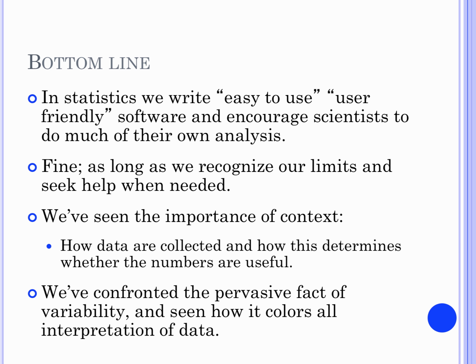Most importantly, we've seen the importance of context, how data are collected, and how this determines whether the numbers are useful. We've also talked about pervasive issues associated with variability and randomness, and how that colors the interpretation of our data and our results.